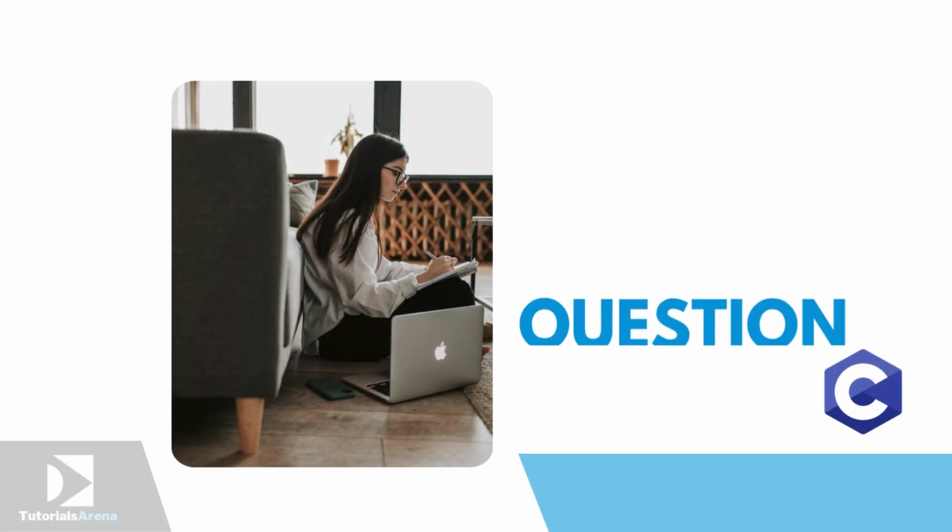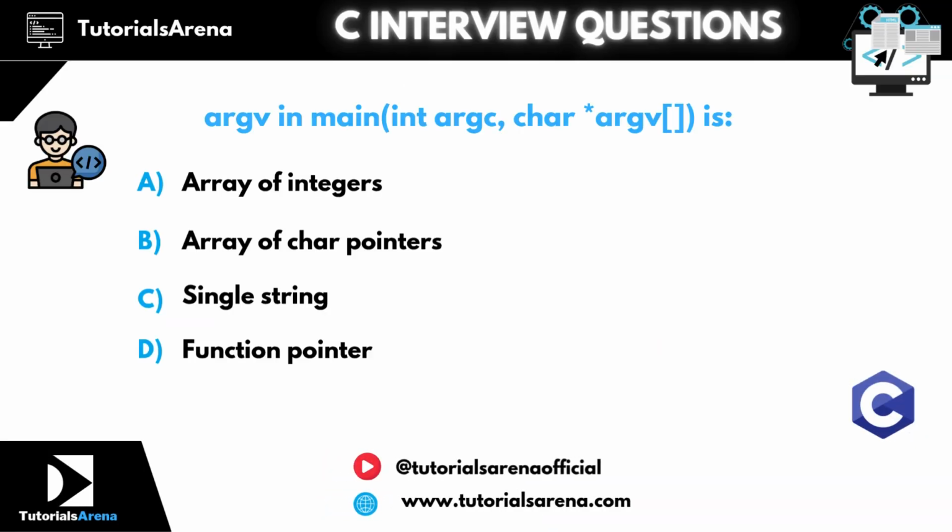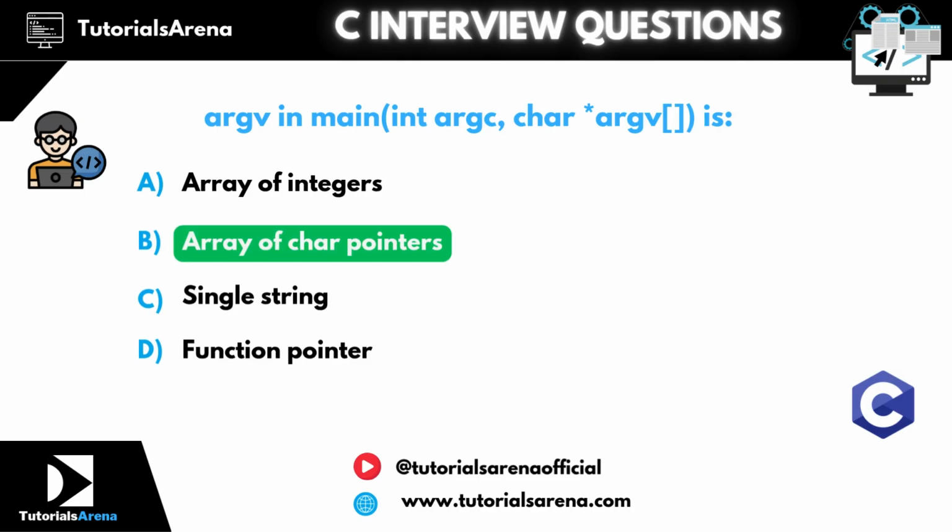Moving on to the next question. Question 96. What will be the output of this statement? Option A, array of integers. Option B, array of char pointers. Option C, single string. Option D, function pointer. The correct answer is option B, array of char pointers.